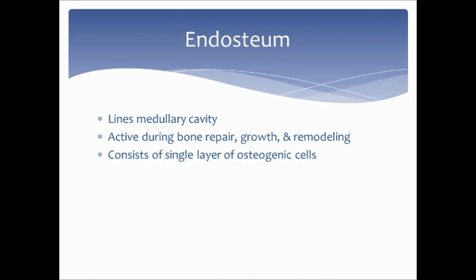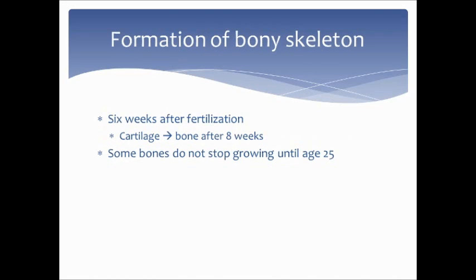Endosteum will line the medullary cavity in the middle of long bones. The endosteum is active during bone repair, growth, and remodeling, and consists of a single layer of osteogenic cells. There are certain points in the endosteum where the cellular layer is incomplete, and those are exposed matrix sites. That's where osteoclasts and osteoblasts will live and be able to perform their functions. So we'll start here next week with the formation of the bony skeleton and how the bones will develop over time.